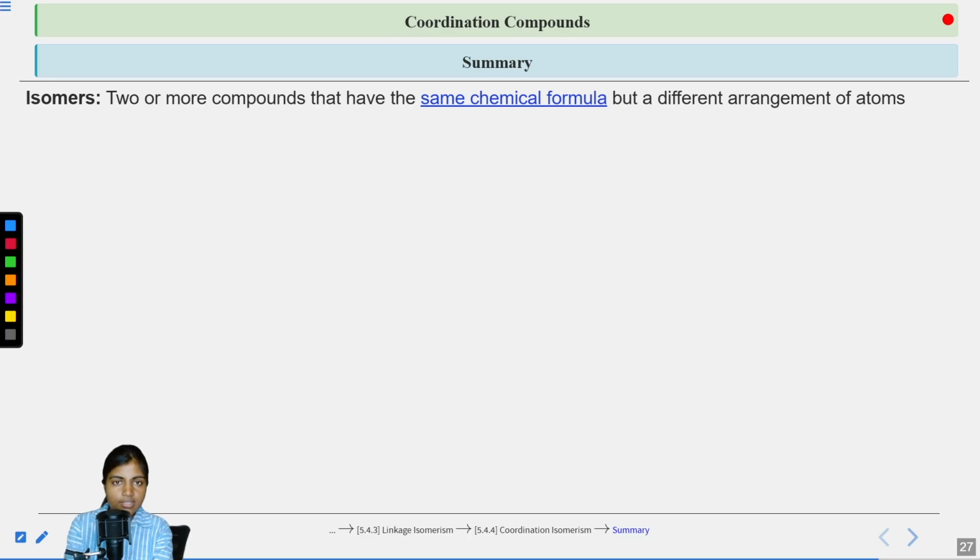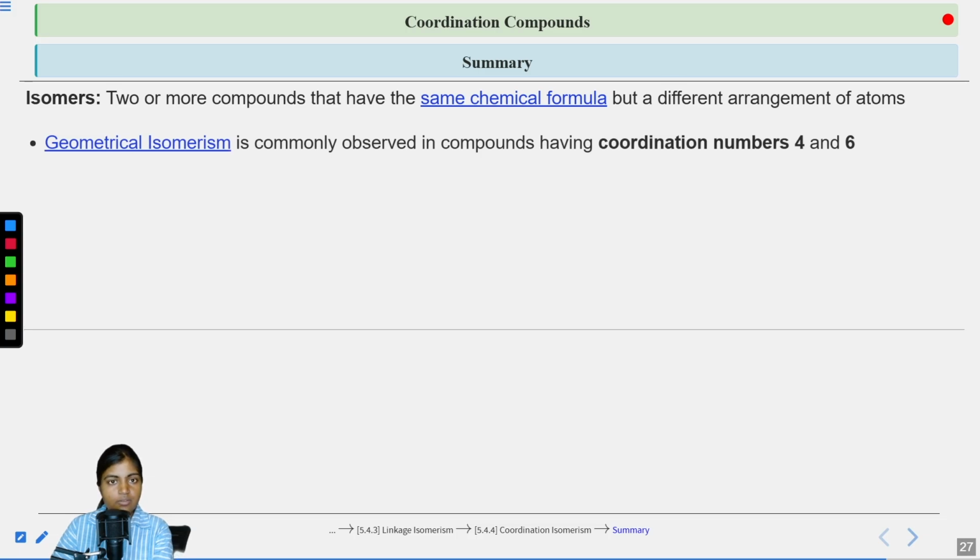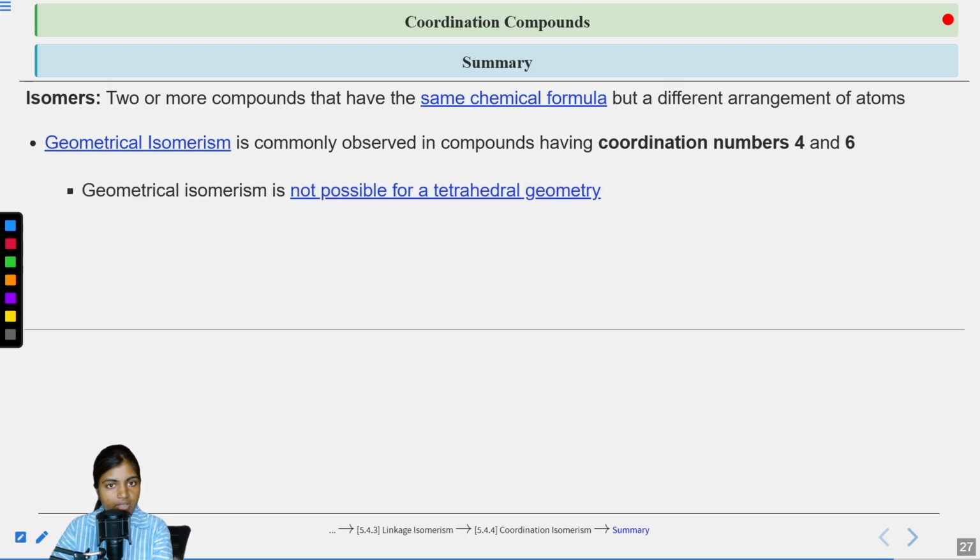Let's cover the summary of whatever we have studied in this lecture. First, we covered the concept of isomers. Two or more compounds that have the same chemical formula but different arrangements of atoms are considered isomers. Geometrical isomerism, which we have seen, is commonly observed in compounds having coordination number either 4 or 6. Geometrical isomerism is not possible for a tetrahedral geometry. If the complex geometry is tetrahedral, it will not show geometrical isomerism.